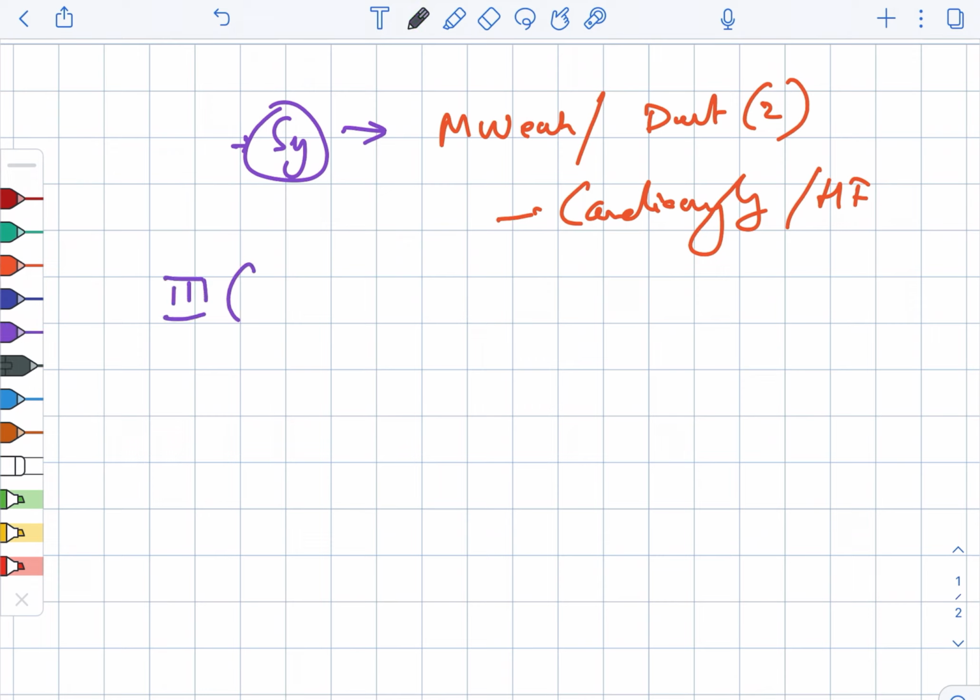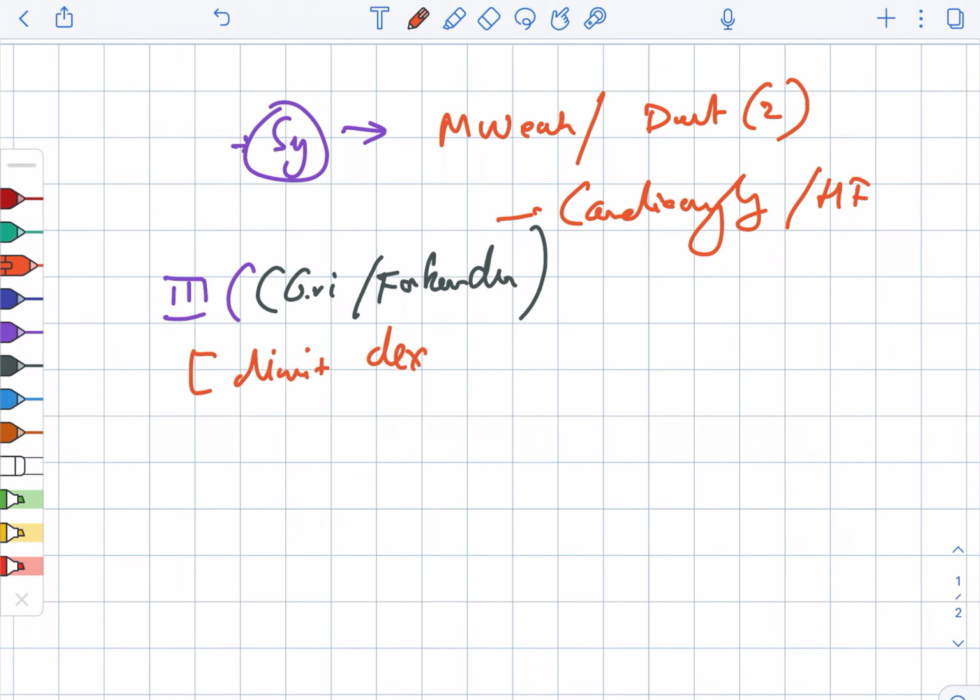Type 3 is nothing but Cori's disease, also known as Forbes disease. This is limit dextrinosis, and the deficiency is of the glycogen debranching enzyme.